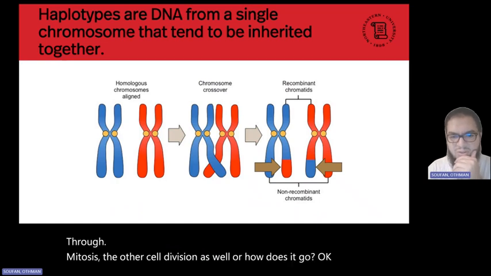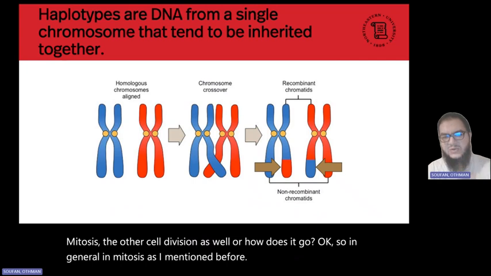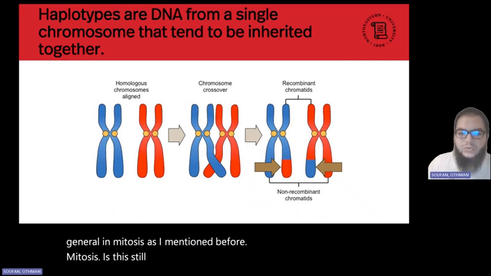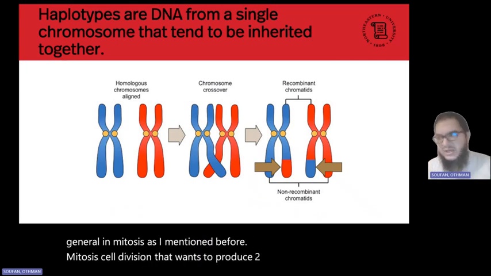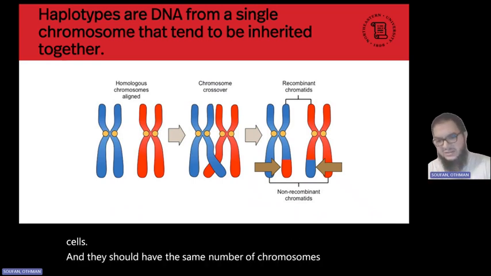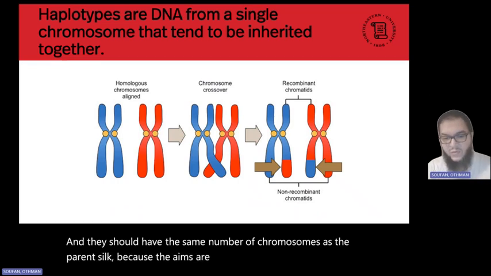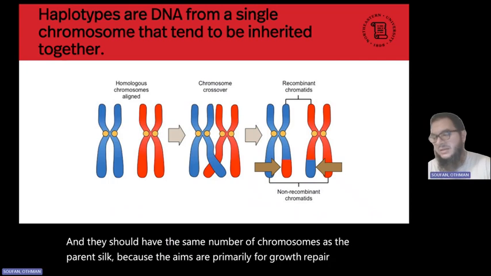Okay, so in general, in mitosis, as I mentioned before, mitosis is this cell division that wants to produce two daughter cells, and they should have the same number of chromosomes as the parent cell, because the aims are primarily for growth, repair, and maintenance.